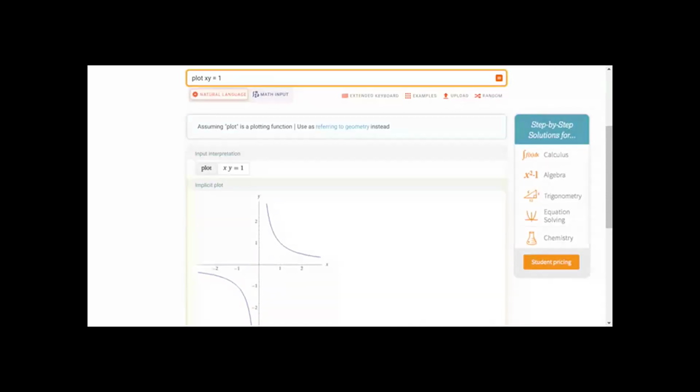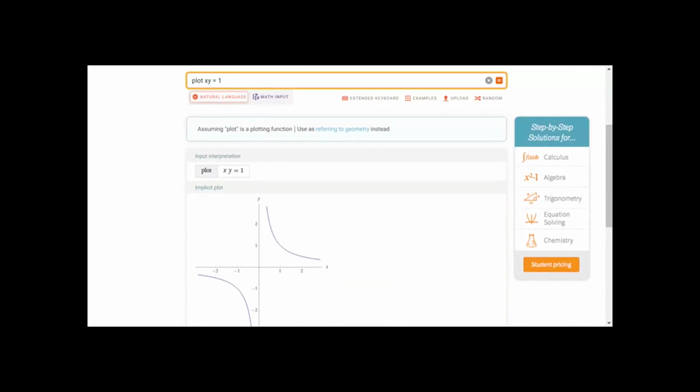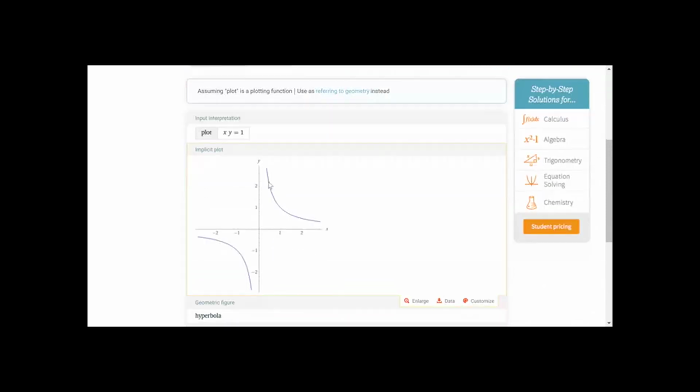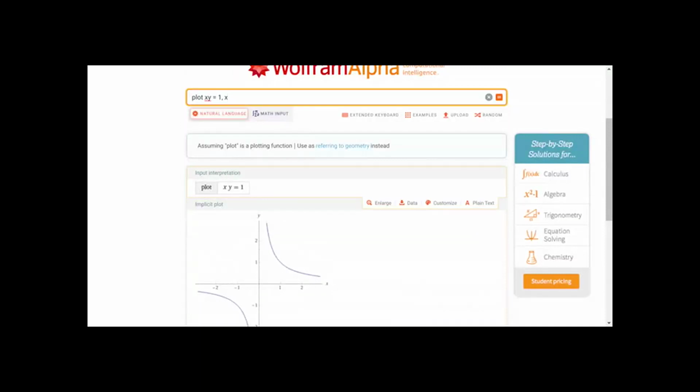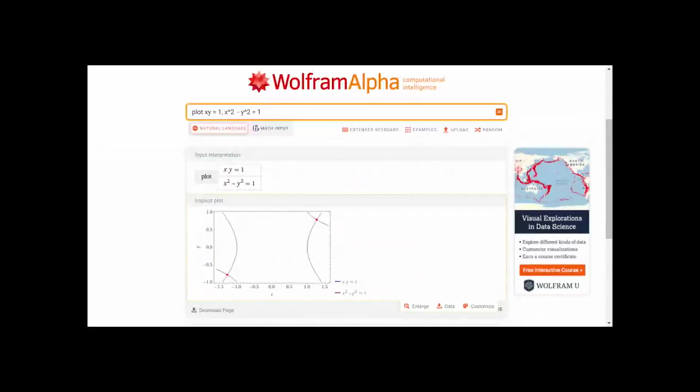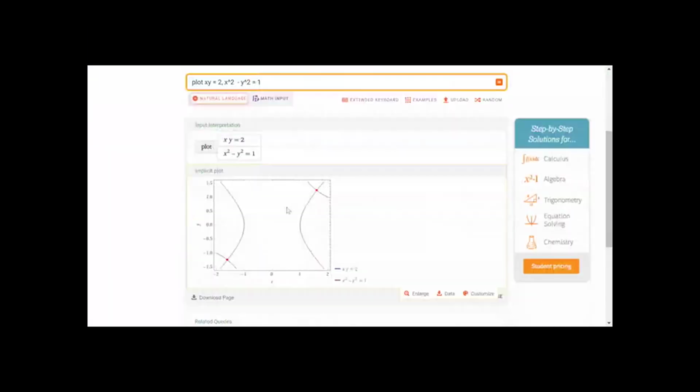Okay. Now, it turns out this shape is called a hyperbola. You remember this, we had shown x squared minus y squared equal to 1. Now, turns out they're actually the same shape. Actually, instead of xy equal to 1, let me make it xy equal to 2.